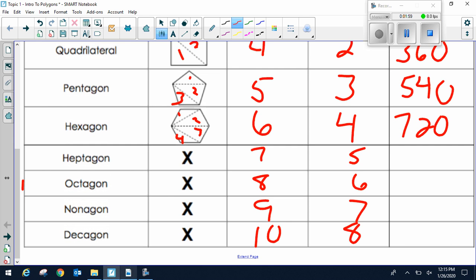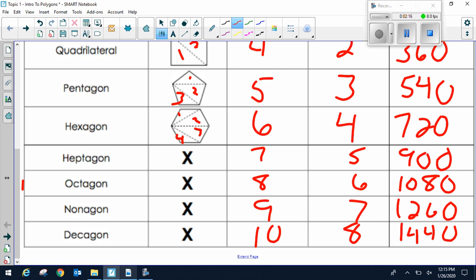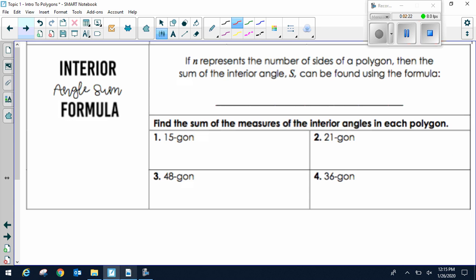Right? You can start doing the math here on the right-hand side. So you would have 900 degrees here, 1080 here, 1260 here, 1440 here, and there's a theme that you can see that goes along with this. The formula is: the sum of the interior angles, S, is going to take the number of sides and subtract 2, because that will determine how many triangles you have inside that figure, and then you're going to multiply it by 180.